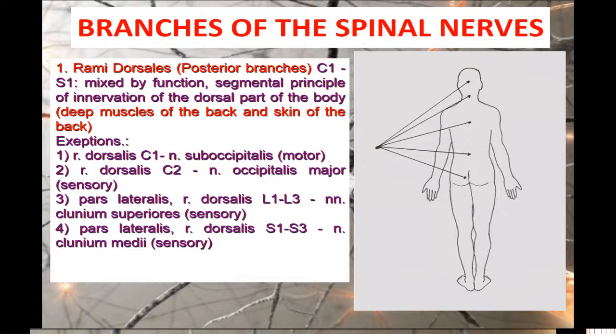After that, we get to the lumbar region. The lateral parts of the dorsal branches of the first to third lumbar nerves will form the sensory superior cluneal nerve, supplying the skin in the upper gluteal region. The lateral parts of the dorsal branches of the first to third sacral spinal nerves will form the sensory medial cluneal nerve, nervi clunei medii, also supplying the gluteal region.